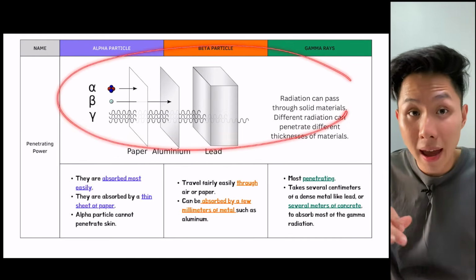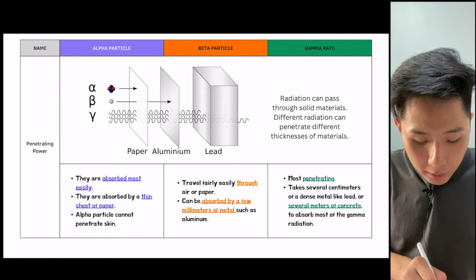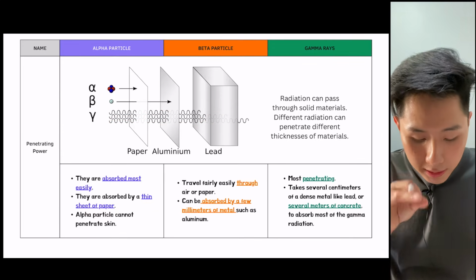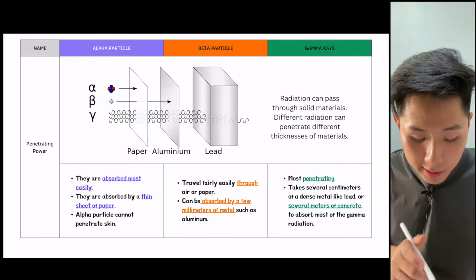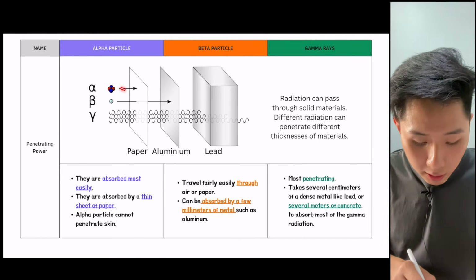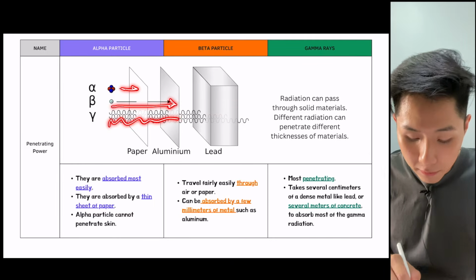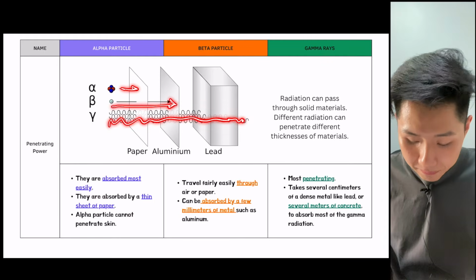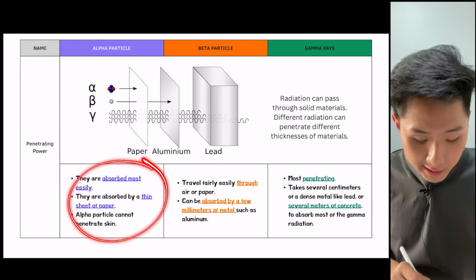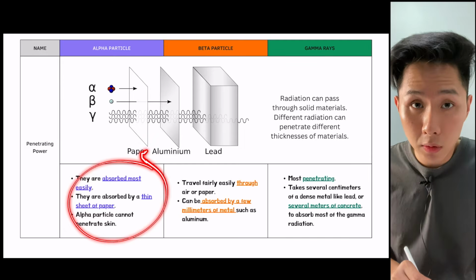Another way we can compare the 3 different radiations is from their penetrating power. This picture illustrates perfectly how different radioactive substances have different penetrating power. Alpha particles are the weakest. They can only travel past paper. Beta can travel until aluminum, and gamma rays can pass through lead. Alpha particles are absorbed most easily, therefore they have very little penetrating power. They cannot penetrate through our skin.